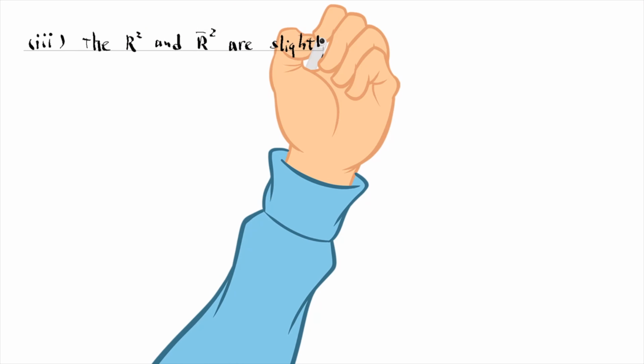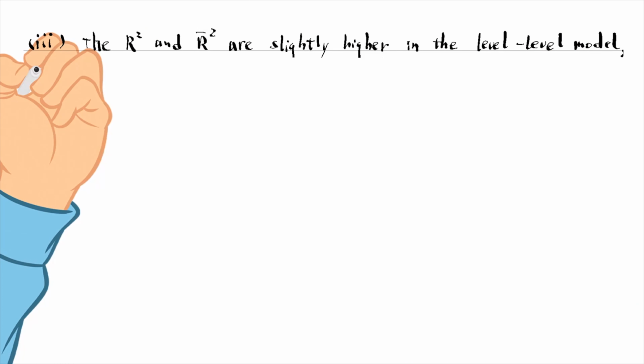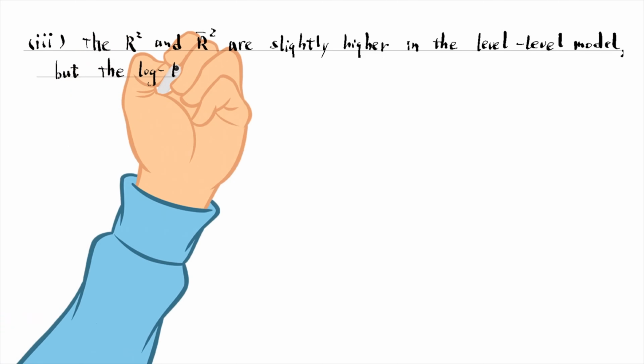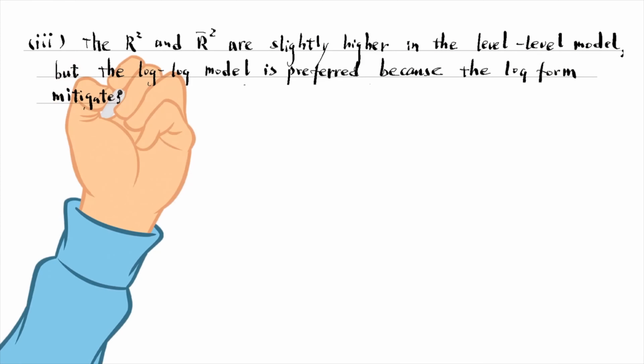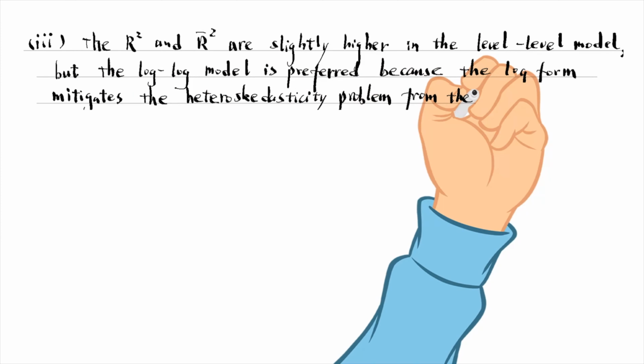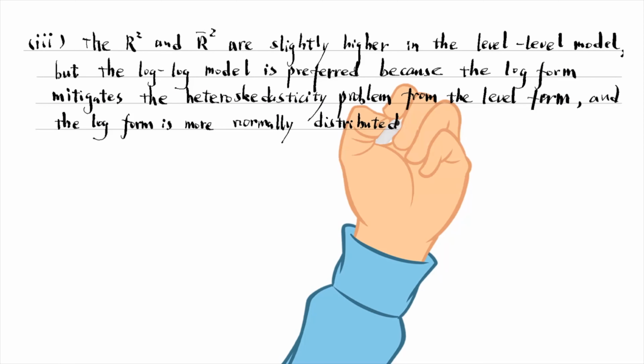For the third part, the R-squared and the adjusted R-squared are slightly higher in the level model, but I will still choose the log-log model because the logarithmic form mitigates the heteroscedasticity problem from the level form, and the log form is more normally distributed than the level form.